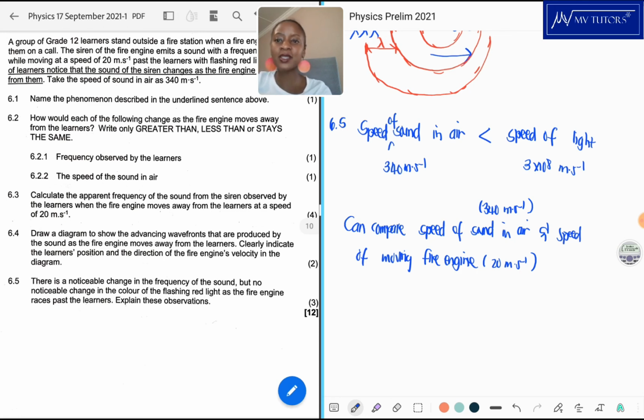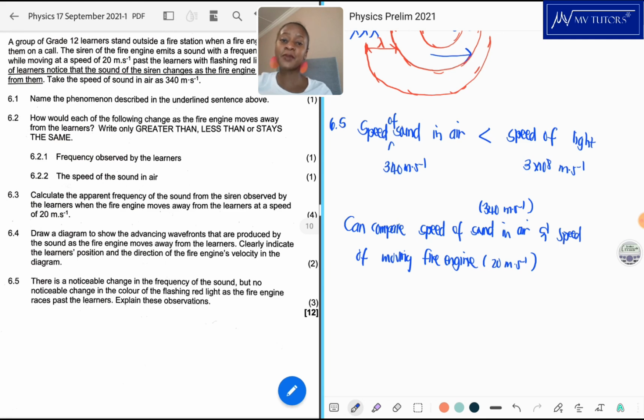The speed of sound and the moving fire engine, and therefore you can talk about the frequency in that sense. But the speed of sound in air and the speed of light are incomparable. The speed of light is way too big. So even from a long distance, you can still see the red flashing lights. I hope you can put it nicely. Basically, you're comparing the speed of sound in the air and the speed of light, and you can conclude they're incomparable. The speed of light is way too big, so you can see the color of the flashing lights from a distance.